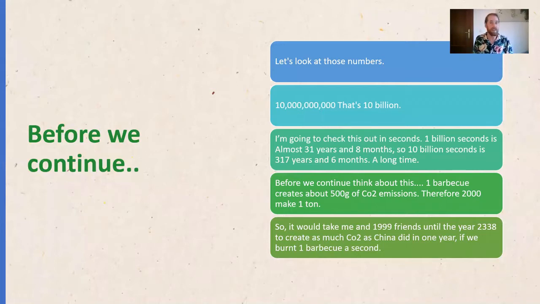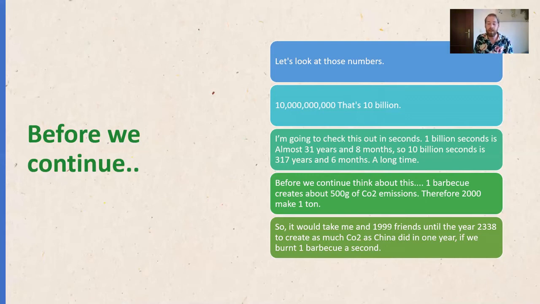Well, thanks very much for that. So before we look at the table again, let's take a look at those numbers. 10 billion, that's a 10 and 9 zeros. In seconds, remember 1 billion seconds is over 31 years. So 10 billion seconds in this case is over 317 years. Each barbecue we mentioned would give off about 500 grams of CO2 emissions, and thus it would take 2,000 to make 1 ton.